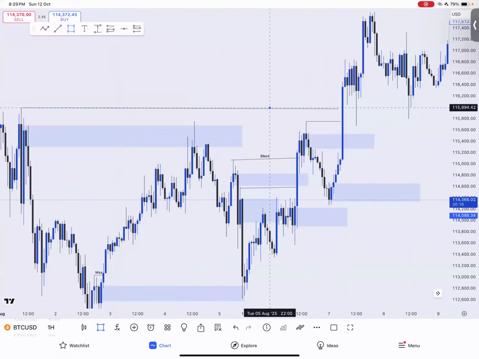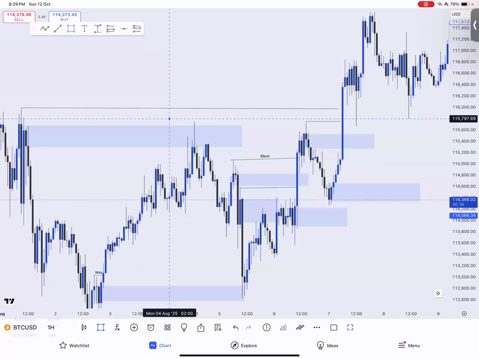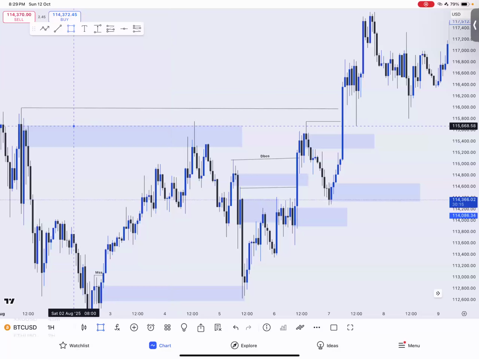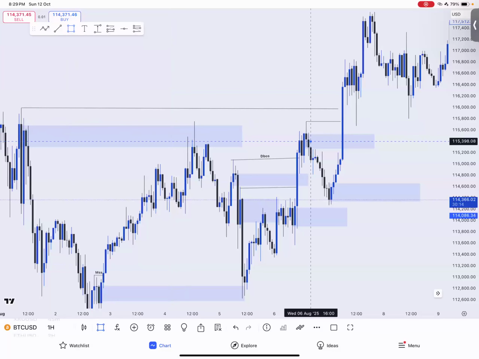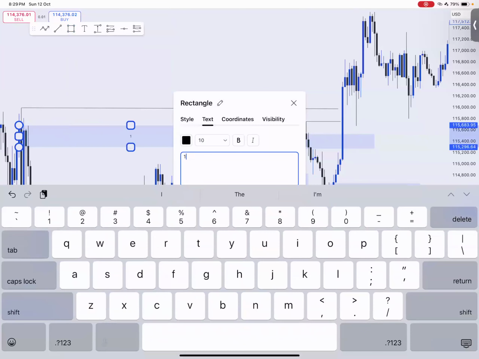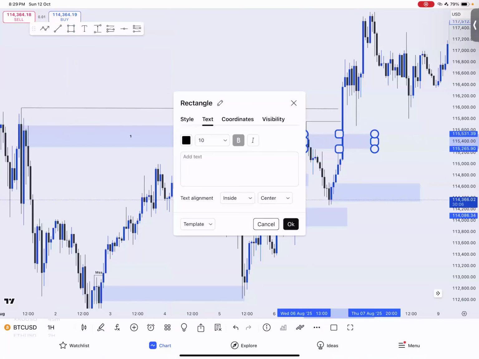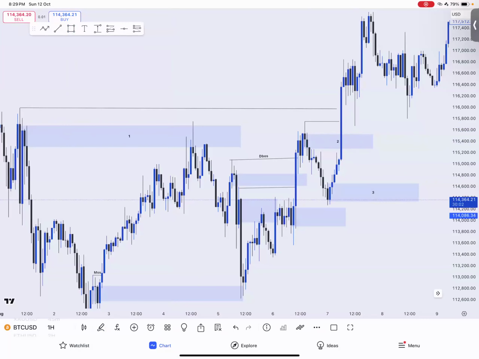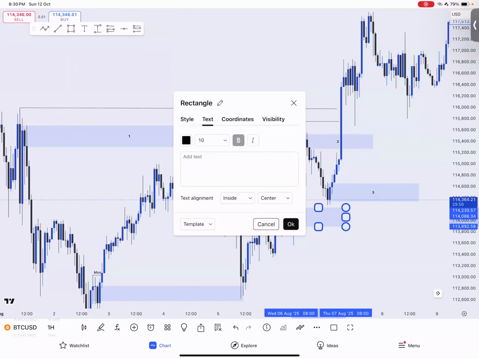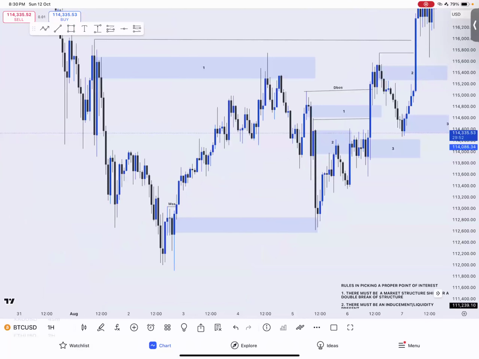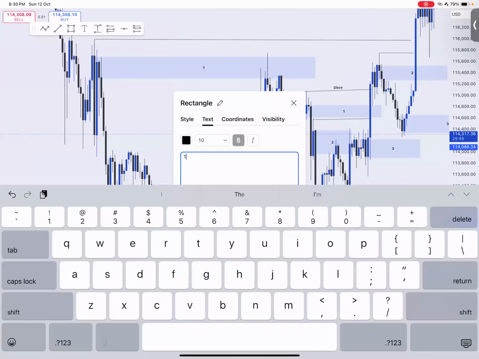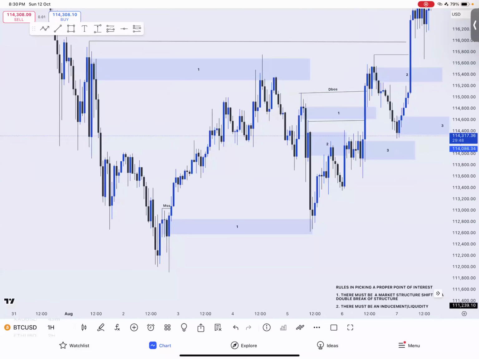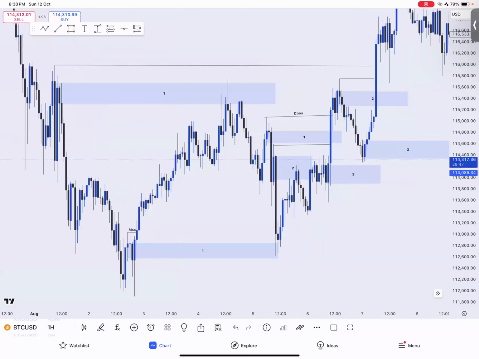I'll name it, say, 1. We have 1, we have 2, we have 3. In this scenario, we only have just this one, so it's actually very, very easy. So that is the first step, picking a point of interest.